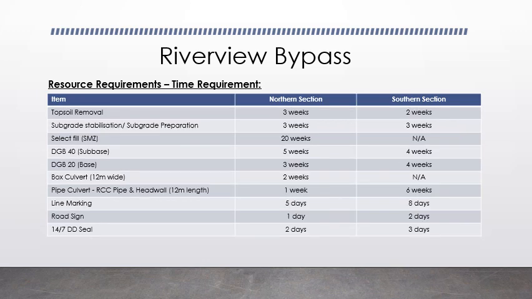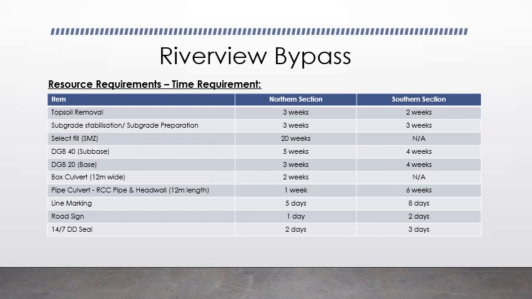Now we'll discuss the time requirement for the northern section and southern section for each task. Topsoil removal, northern section, it will take 3 weeks, and for the southern section, it will be 2 weeks. For the subgrade preparation, stabilization for the northern section is 3 weeks, and subgrade preparation for the southern section will require 3 weeks. Select fill material for the northern section, it's 20 weeks, and sub base for the northern section, it's DGB 40, so it will take 5 weeks, and for the southern section, it's 4 weeks.